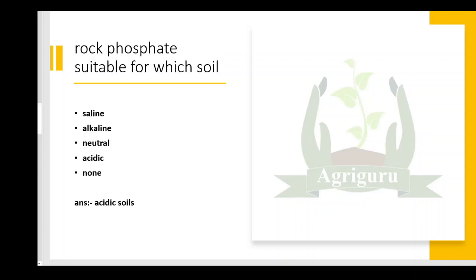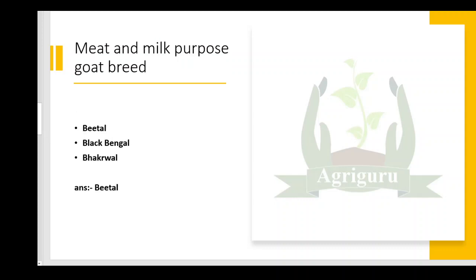Next question. Rock phosphate suitable for which soil? A direct question from the soil science and soil amendments. Acidic soils can be amended by rock phosphate. Obviously, it was an easy question. Next question. Meat and milk purpose goat breed. A dual purpose goat breed is beetle.